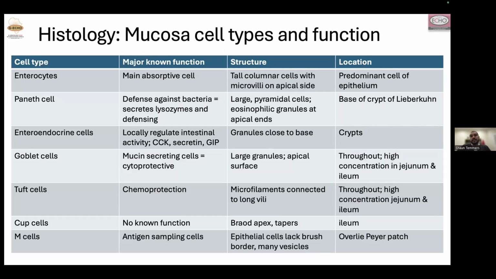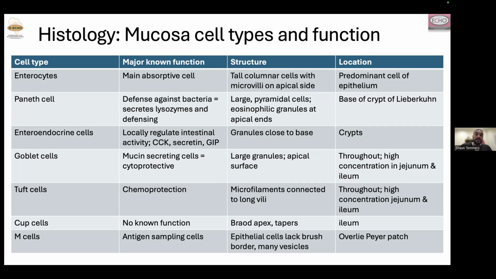First, you have the enterocytes. They are tall columnar cells with microvilli at the apical site, and they are the predominant cell of the epithelium. There are Paneth cells. They are large pyramidal cells with eosinophilic granules at the apical end. They allow for defense against bacteria and secrete lysozyme and defensins. They're found at the base of the crypts, or the crypts of Lieberkühn.